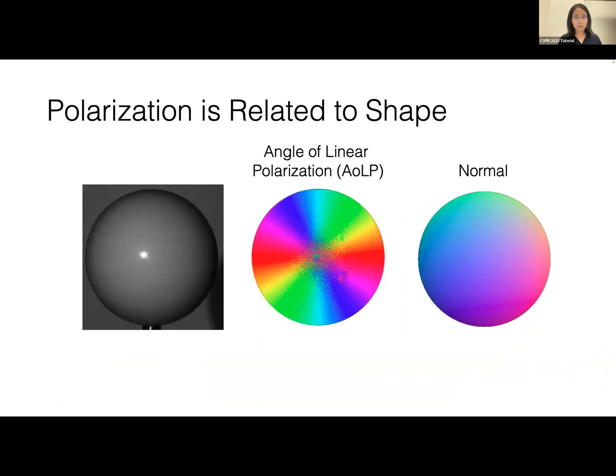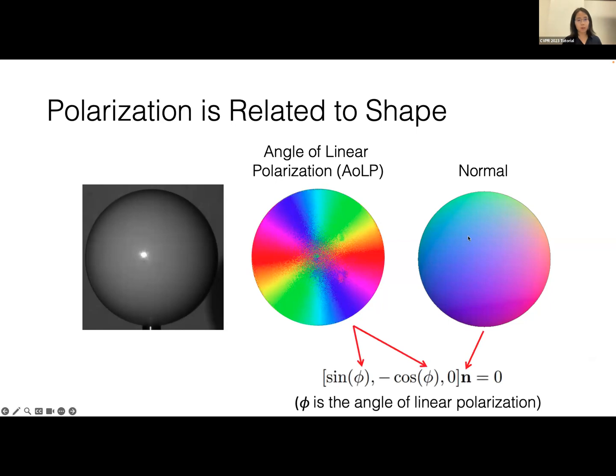The first thing I want to share with you is that polarization is related to shape. Here I show you a visualization of the angle of linear polarization, which is the orientation of the polarization. Imagine that you project it on a plane. If it's a line, then it has a certain angle. If it's an ellipse, then it's the orientation of that elliptical shape. This map shows you a visualization of that angle. If you look at the surface normal map, you can see they're actually correlated, and we can use an equation to represent their relationship.